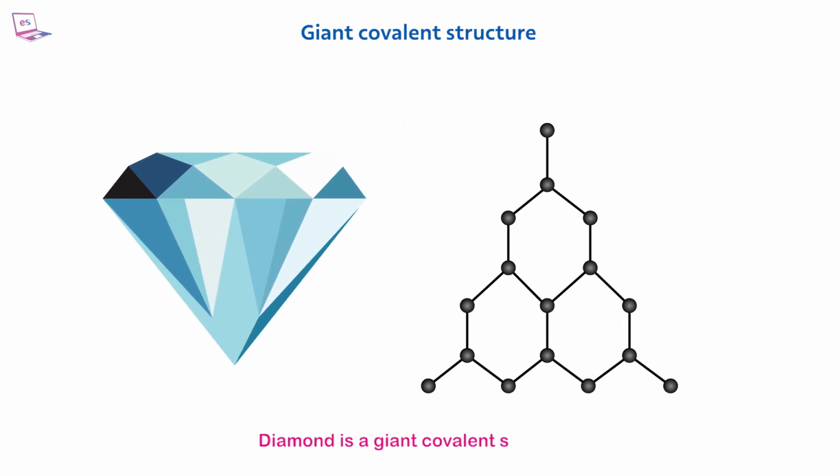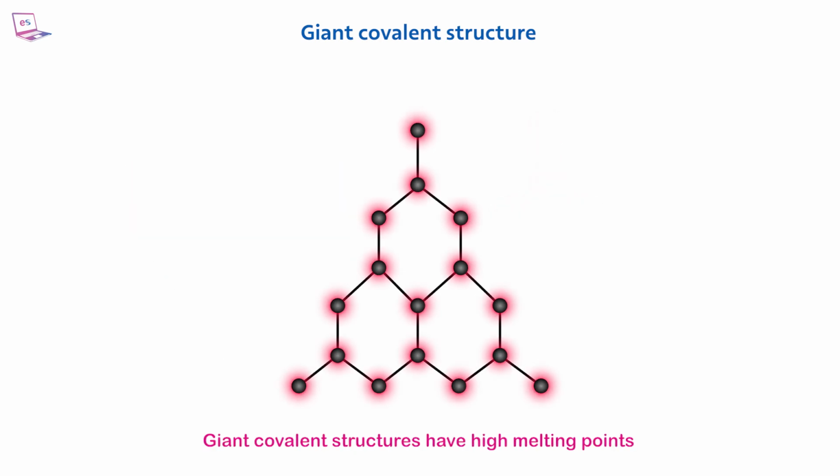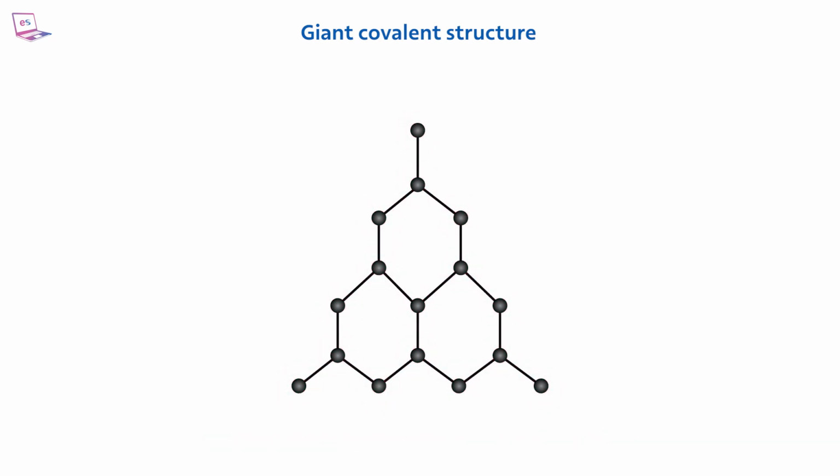Diamond is a giant covalent structure where each carbon atom forms covalent bonds with 4 other carbon atoms in a tetrahedral, 3-dimensional arrangement. Giant covalent structures have high melting points due to the presence of strong covalent bonds between the atoms. They are mostly solids at room temperature and require a lot of energy to break the bonds between the atoms.